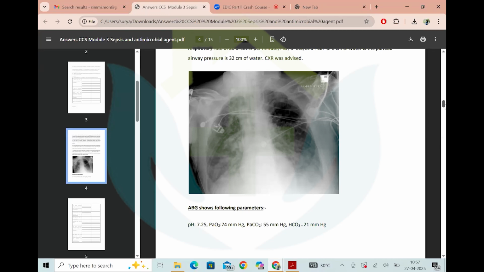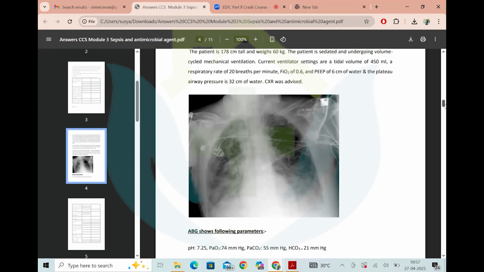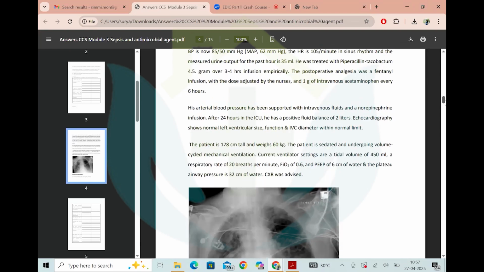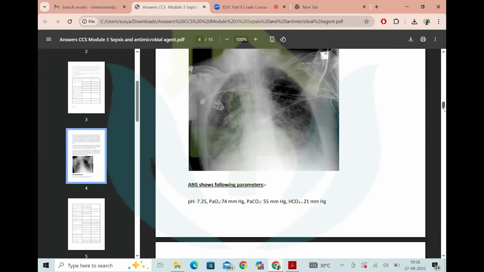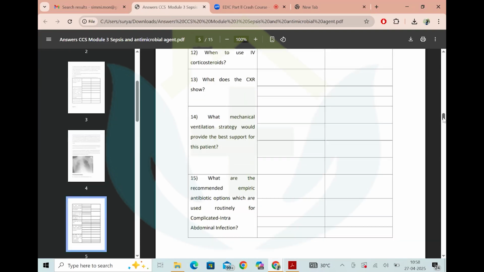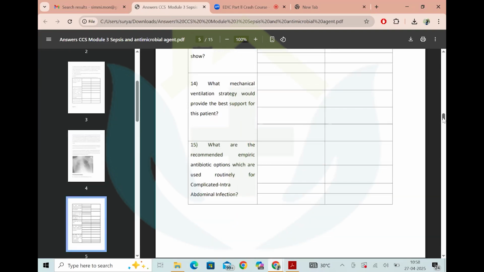So if the patient's PO2 is only 74 and FiO2 is already 60%, what kind of mode of ventilation should we use for these patients? What ventilatory strategies? Lung protective. Lung protective ventilation with 6 to 8 ml per kg tidal volume. Yeah, these are the ventilatory strategies we have to use.